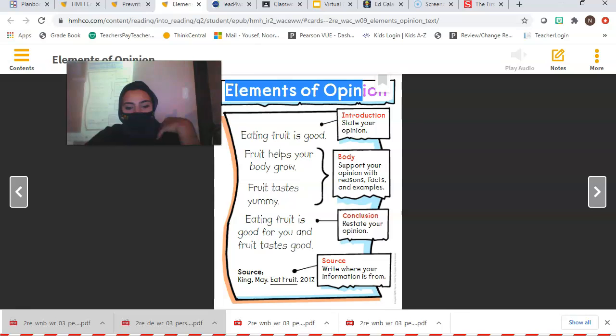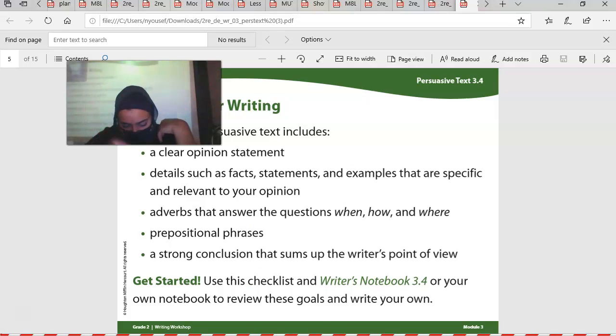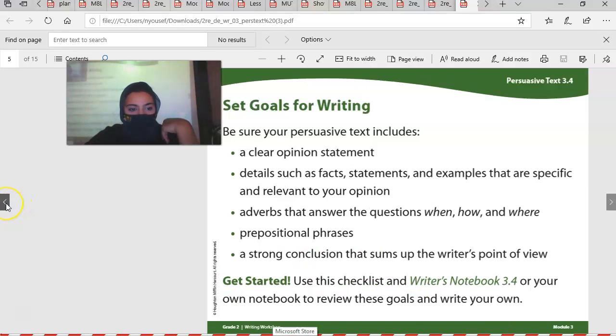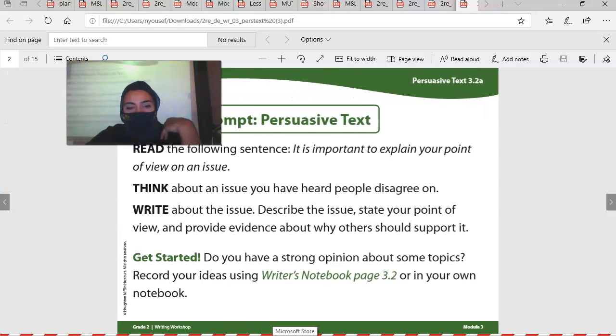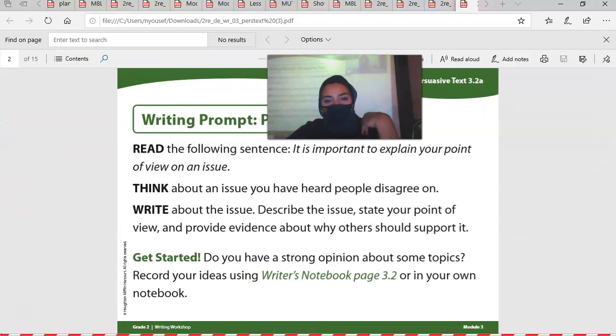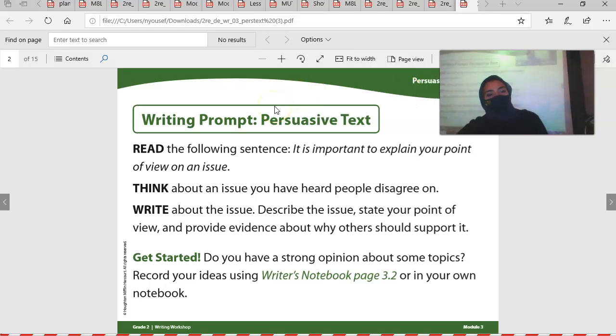Okay, let's see. Let's go back a little bit to 3.2a and b. All right, so writing prompt, persuasive text. So read the following sentence. It is important to explain your point of view on an issue.